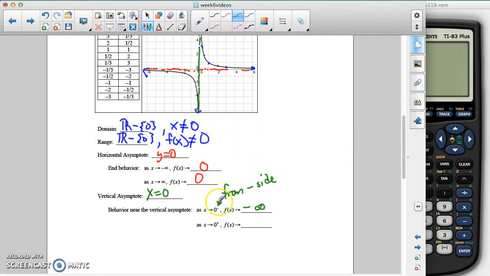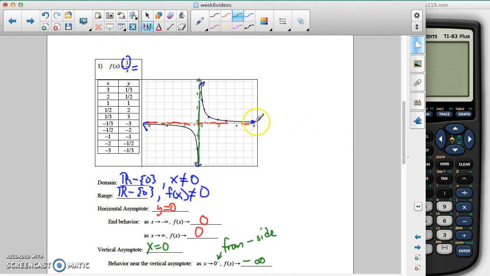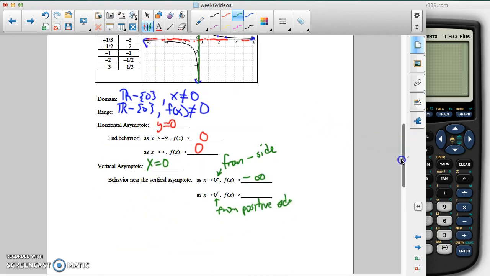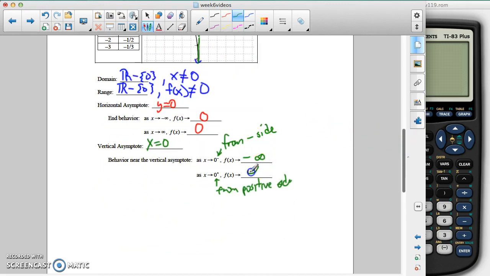Now as we approach from the positive side, that's this side, from positive side, then that means we're traveling the other direction. We're coming this way, traveling up to positive infinity. All right, so our end behavior there is going to be positive infinity.